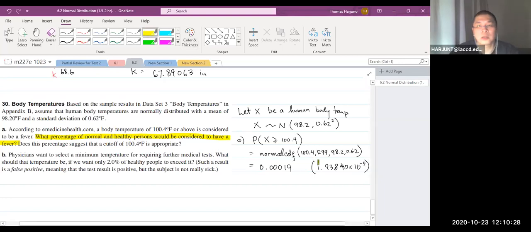So the one here is at the fourth decimal place: 1, 2, 3, 4. Okay. So with this number, the probability that somebody's body temperature is 100.4 degrees Fahrenheit or above, given that person is normal, is so small. A normal person with that body temperature will be so small that if you really find somebody like that, it is more likely that person is actually sick.